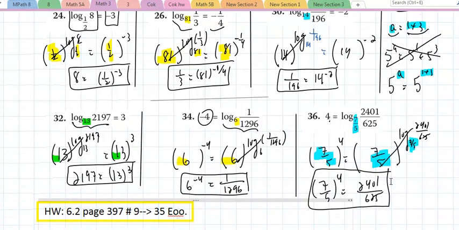Your homework is page 6.2, page 397. You're going to do numbers 9 through 35, every other one.